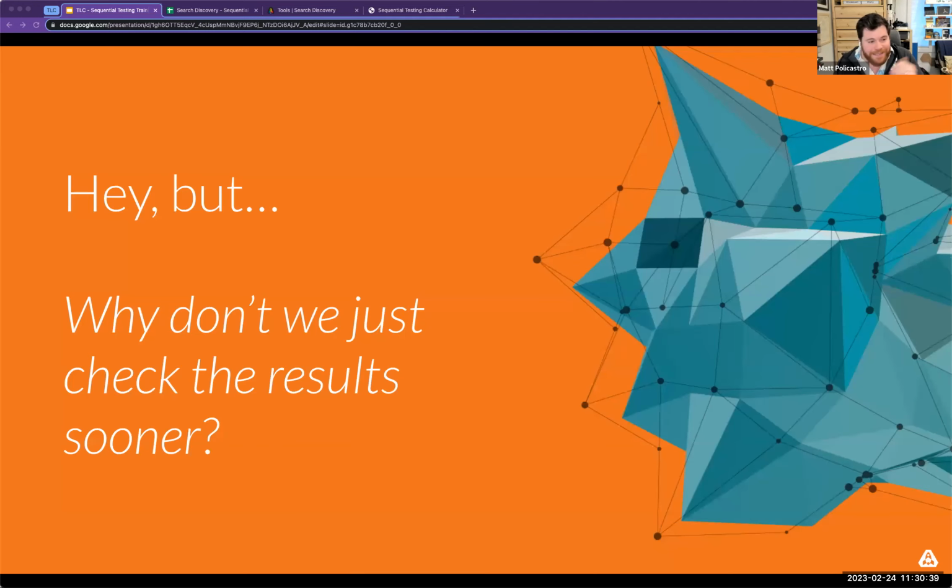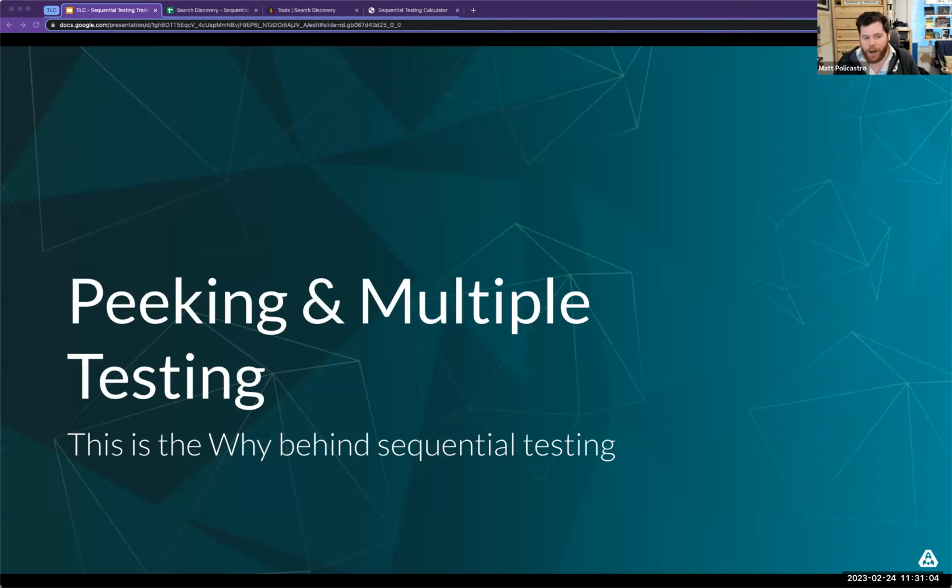But hey, why don't we just check our results sooner? We've probably heard, yeah, we run A/B tests, don't look at them, don't peek at your results. But why can't we just look? We can avoid all these problems that would crop up earlier. If the test is totally blowing it, then we don't have to worry about it, we can just turn it off. Or if it's not doing anything, we can just shut it down. Again, we can make decisions faster. Why not do that? And this is the problem of peeking and multiple testing. This is the why behind sequential testing. This is why we care about this stuff.